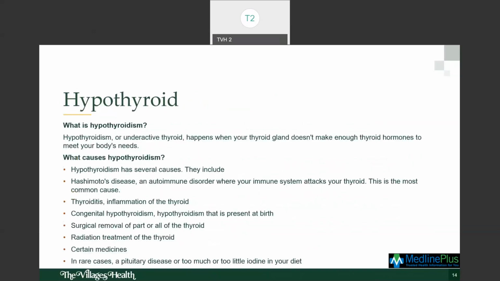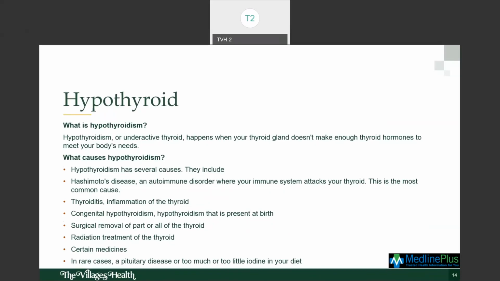Now we're going to move to the opposite end of the spectrum, and we're going to talk about hypothyroid. So this is an underactive thyroid. Your thyroid isn't making enough of the hormones that your body actually needs. Now for this, there are also many causes that we see. Hashimoto's disease is an autoimmune disorder where your immune system actually attacks your thyroid gland. So it's attacking your thyroid, and then your thyroid is not able to produce the hormones that it needs in order for your body to function correctly. Hashimoto's is the most common cause of hypothyroidism, but it could be from these others that we have listed here.